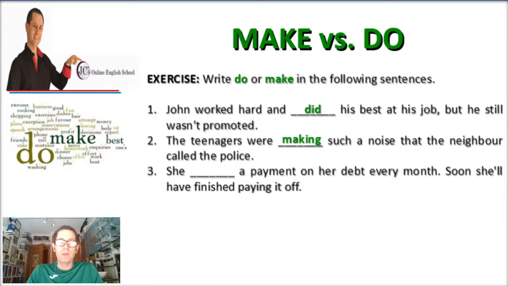So with payment, what do you use? Make or do? It's hard, huh? It's really hard because you don't know. I know because I've been with the language for many, many years, so I know.